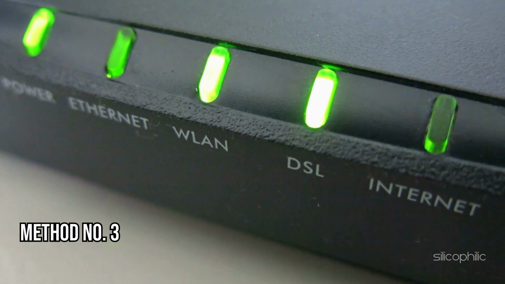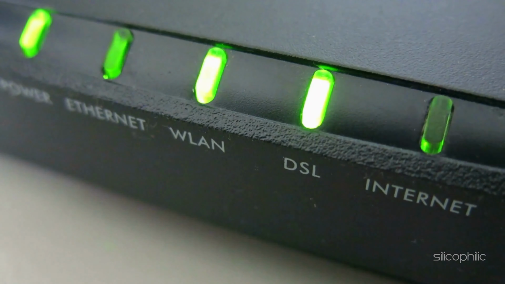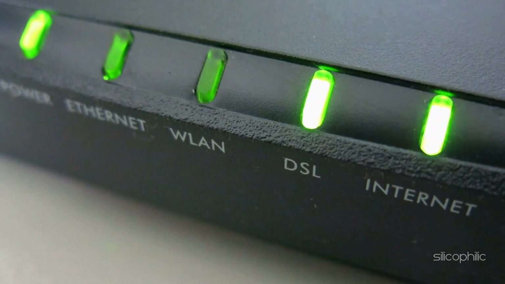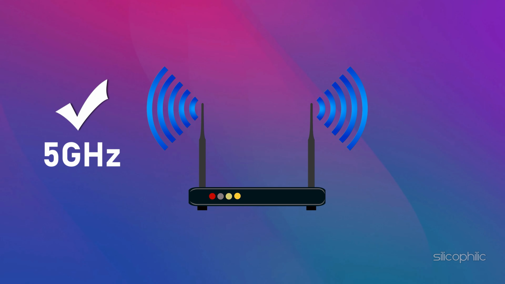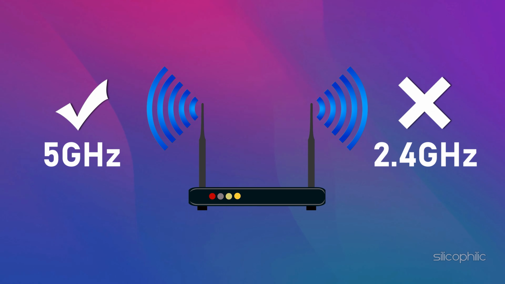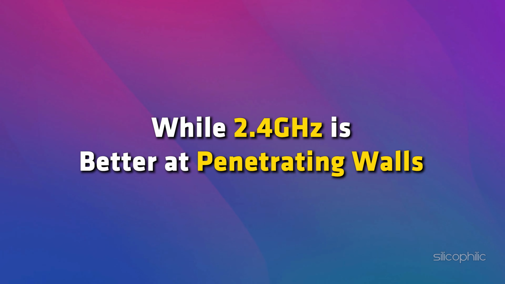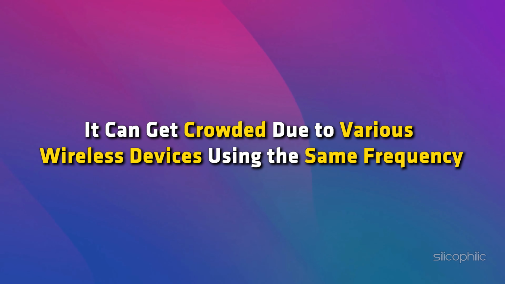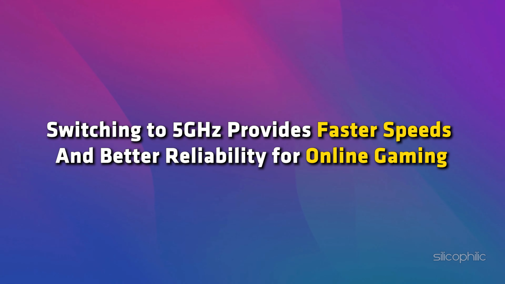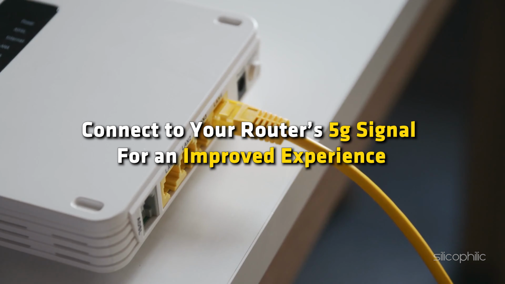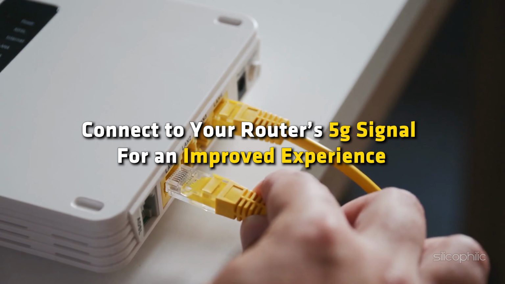Method 3. Check your internet. You should ensure that your Nintendo Switch is connected to a stable internet. Make sure you are connected to a 5 GHz signal instead of 2.4 GHz. While 2.4 GHz is better at penetrating walls, it can get crowded due to various wireless devices using the same frequency. Switching to 5 GHz provides faster speeds and better reliability for online gaming. Connect to your router's 5G signal for an improved experience.